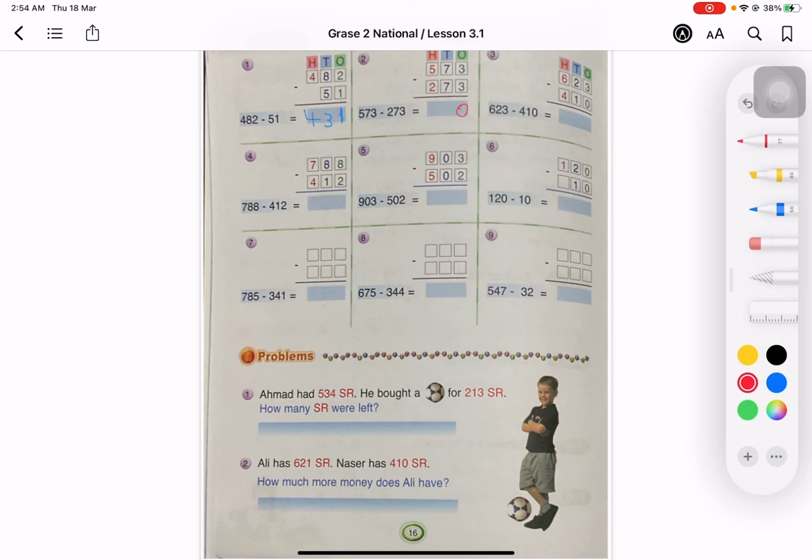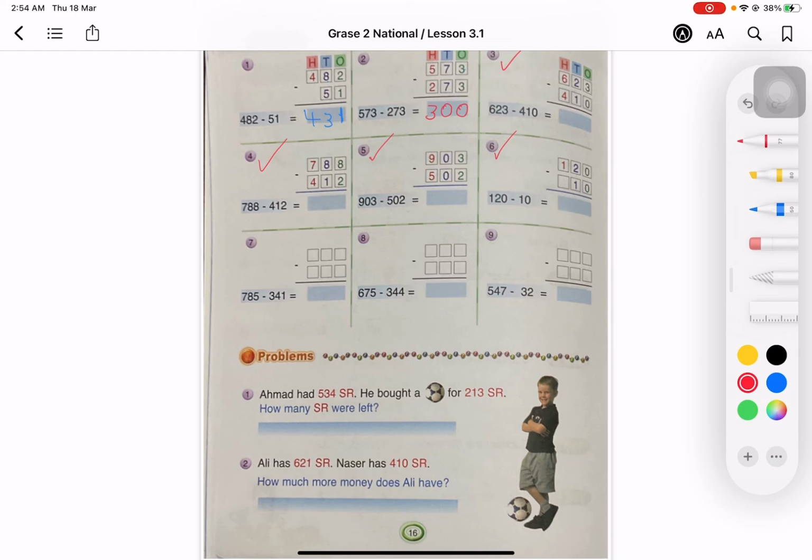7. You have 7. Give me 7. Again 0 in the tens. Now the hundreds. You have 5. Cross 2. How much left? 3. So if you have 573 minus 273, how much is left? It's 300. So you are going to do question 3, 4, 5, and 6 as homework.